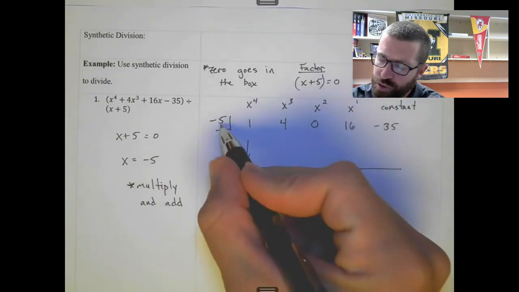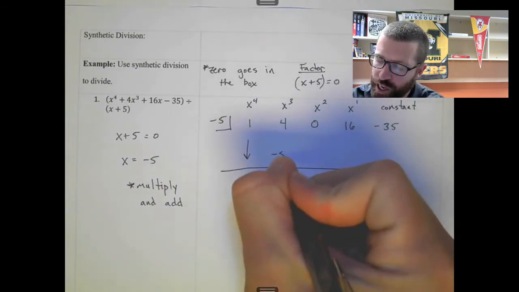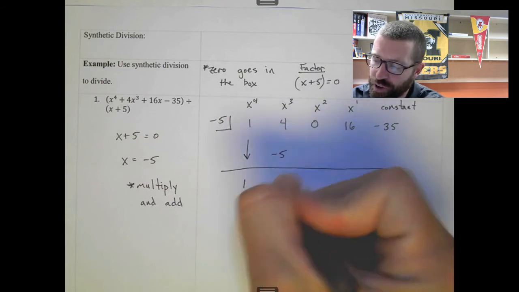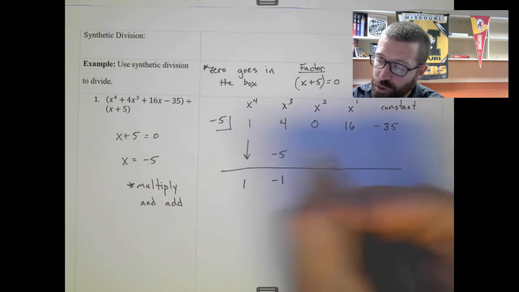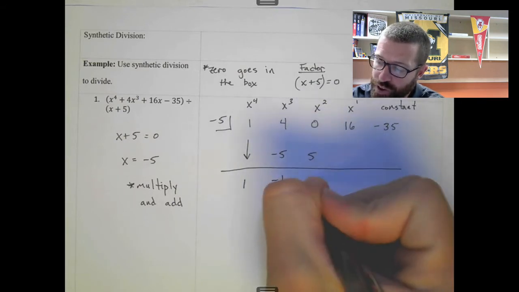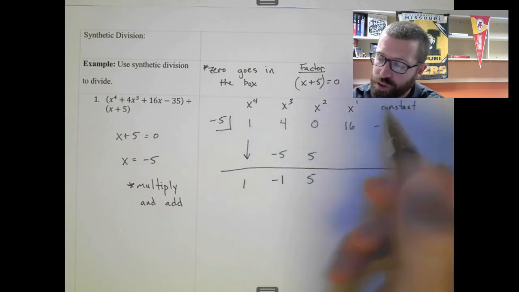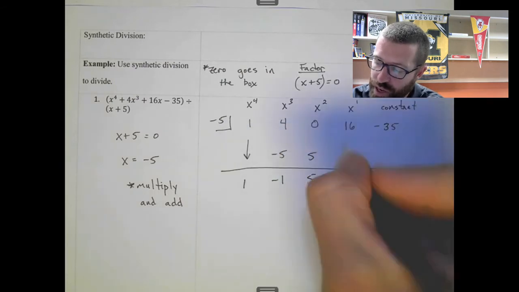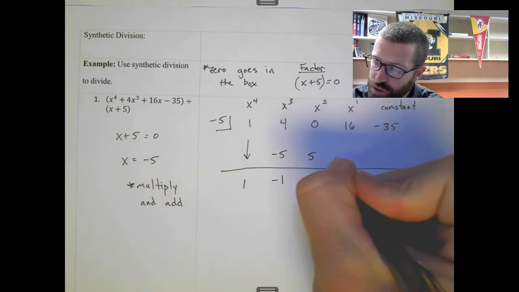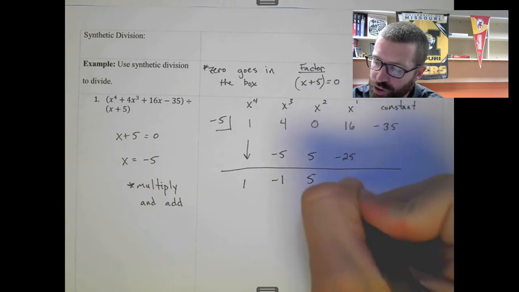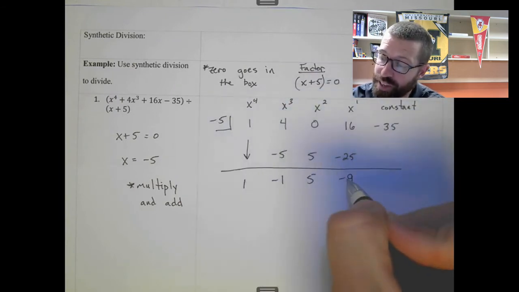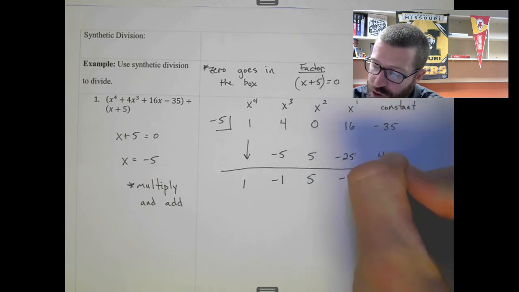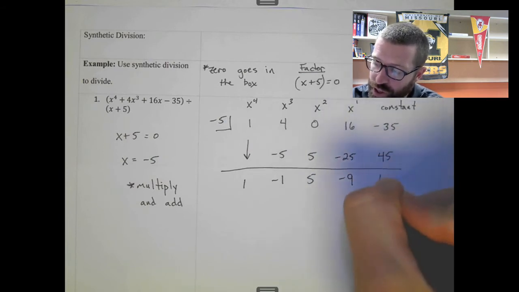And so you're going to do -5 times 1 is -5. And then you add these together. You get -1. -5 times -1 is +5. And then you add these together and you get 5. -5 times -5 is -25. Adding these together gives you -9. And then -5 times -9 is 45. Add these together and you get 10.